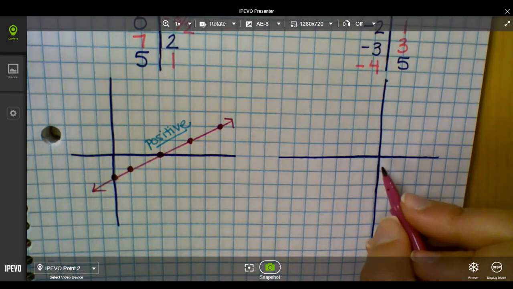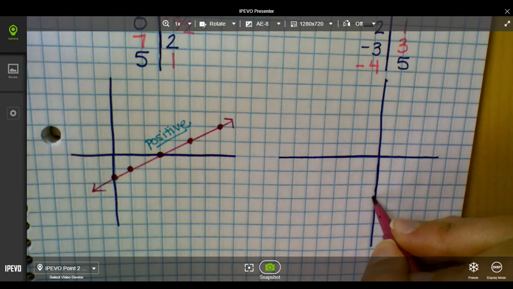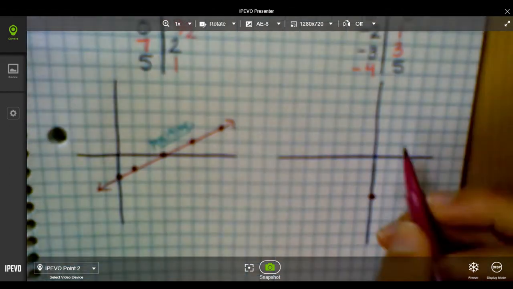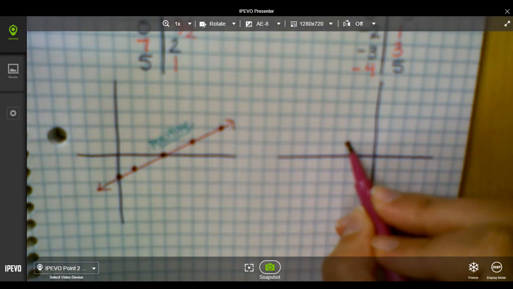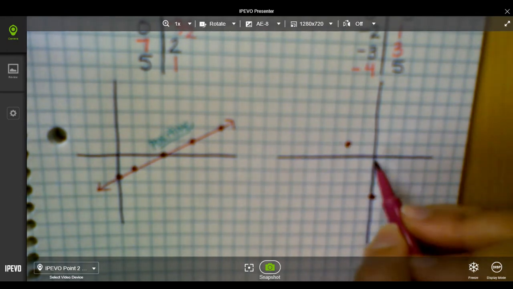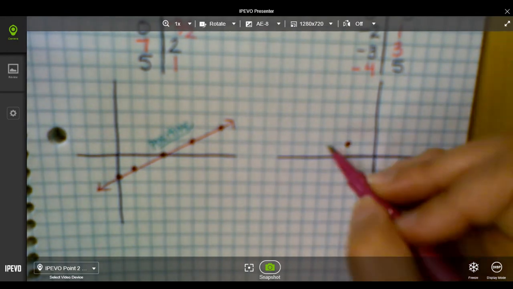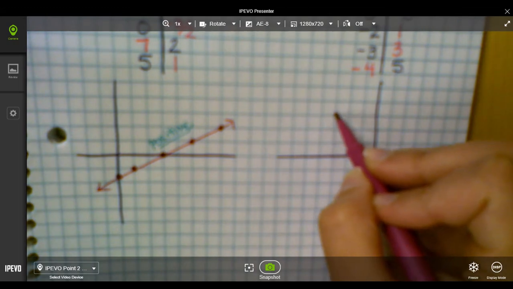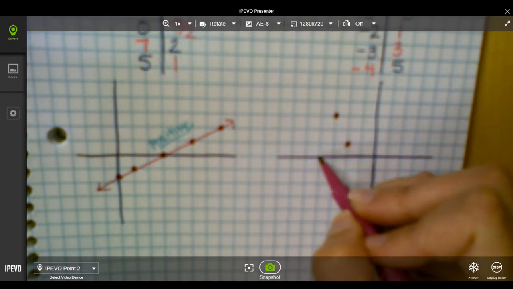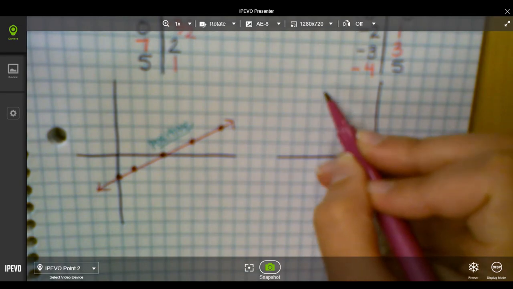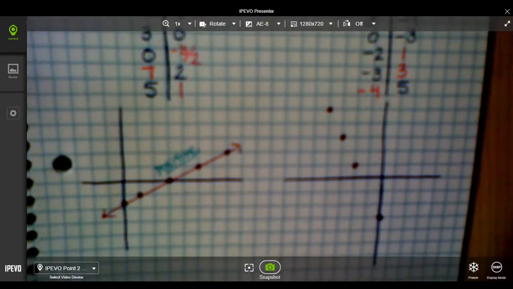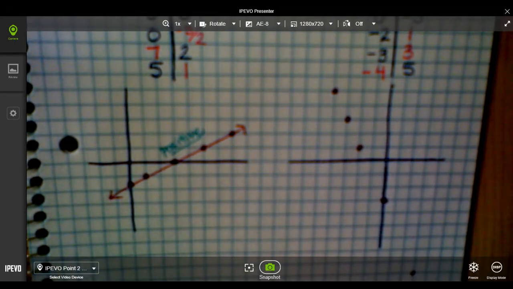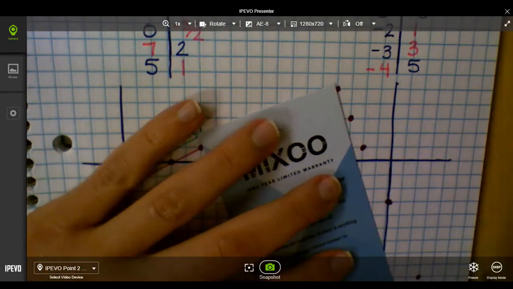And then I have 0, negative 3. So I'm going left and right, nothing. And I'm down 3. Negative 2, negative 1, going to the left 2 and up 1. Negative 3, positive 3, to the left 3 and up 3. And then negative 4, 5. So negative 4, 1, 2, 3, 4, 5. And again, we should see, if my camera likes to be clear, that we do have a straight line.